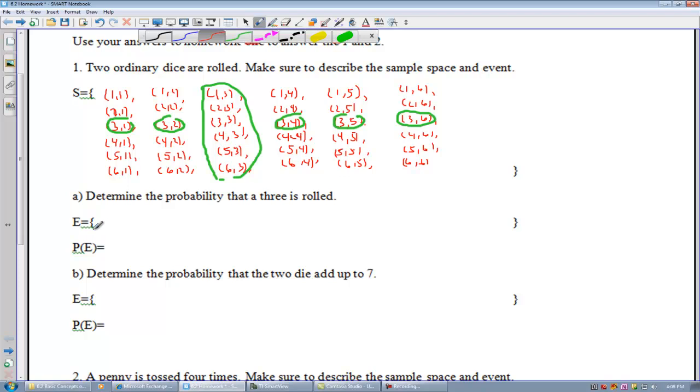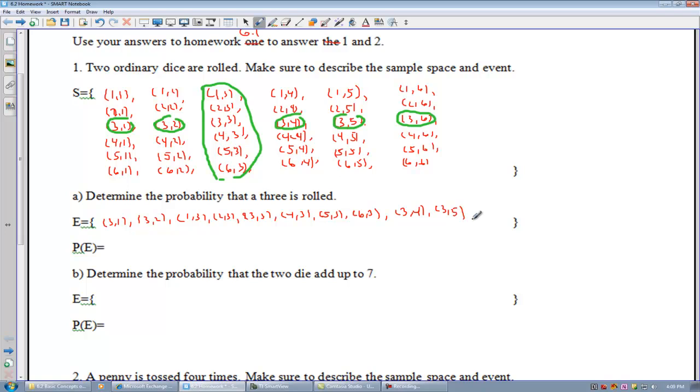And so I can copy all these down. So here are my events. So I have (3, 1), (3, 2), and then I have all of these: (1, 3), (2, 3), (3, 3), (4, 3), (5, 3), (6, 3), and then finally with these last ones, (3, 4), (3, 5), and (3, 6).